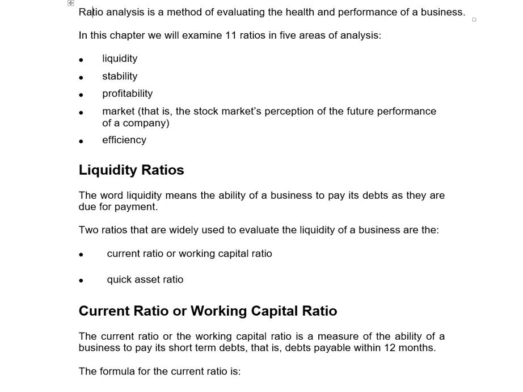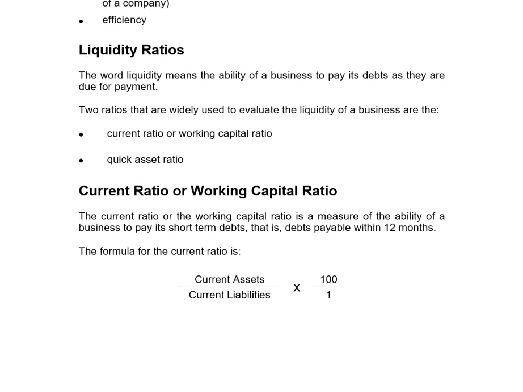Now, there are 2 ratios that we can use to calculate the liquidity of the business. The first one is the current ratio or working capital ratio, and the second one is the quick asset ratio. Let's look at the first ratio. Current ratio or working capital ratio is a measure of the ability of a business to pay its short-term debt.